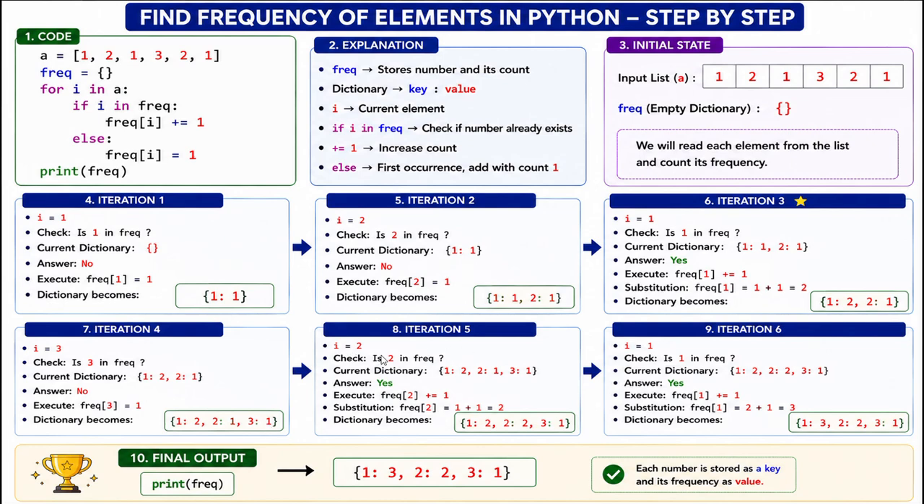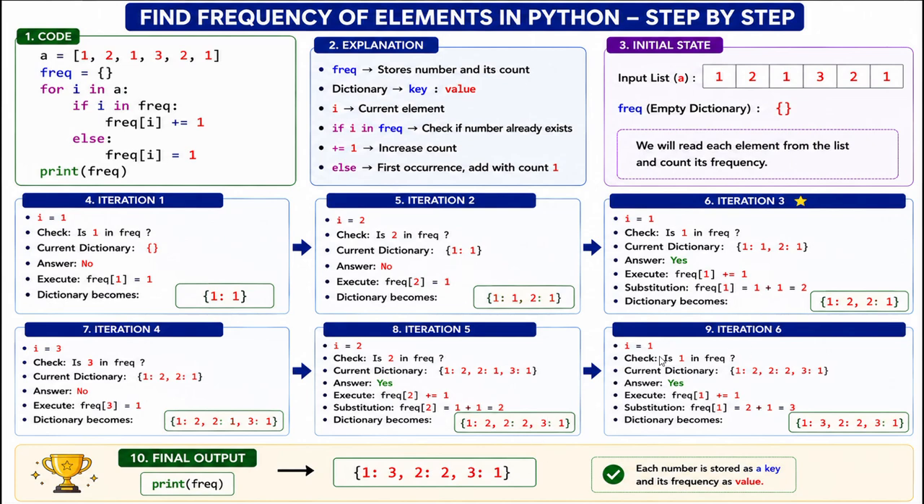Iteration 5. Check i equal to 2: is it in the frequency or not? 2 already exists in the freq, right? So we will count it. freq of 2 equal to 1 plus 1, which means 2. Okay, now 2 becomes 2 times. Now the dictionary is updated.